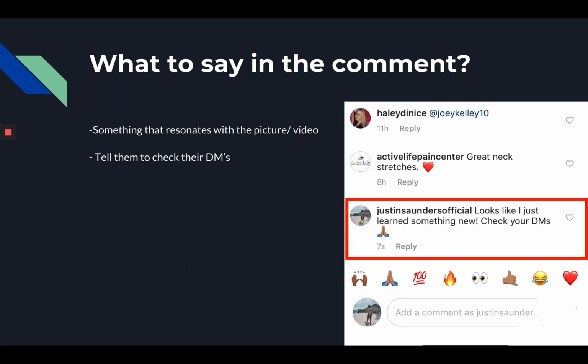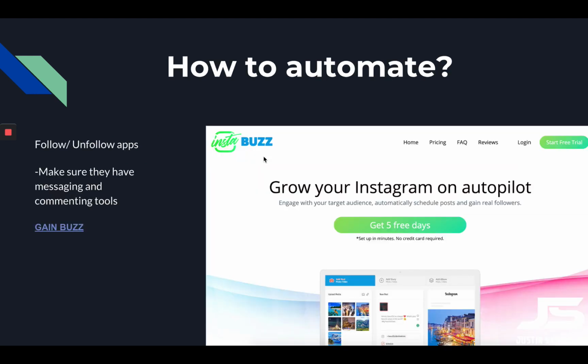Now, what to say in the comments? Something that resonates with a picture or video. Obviously, don't just say, "Oh my God, I love this," or "I love you," or something. Don't say weird stuff, right? Do something that resonates with the picture. So, like this one, this lady was cracking a back and was talking about an educational purpose on there. So I said, "Looks like I just learned something new. Check your DMs." Boom, just like that. Tell them to check their DMs, and they will. Whether they reply or not, they're gonna check them.